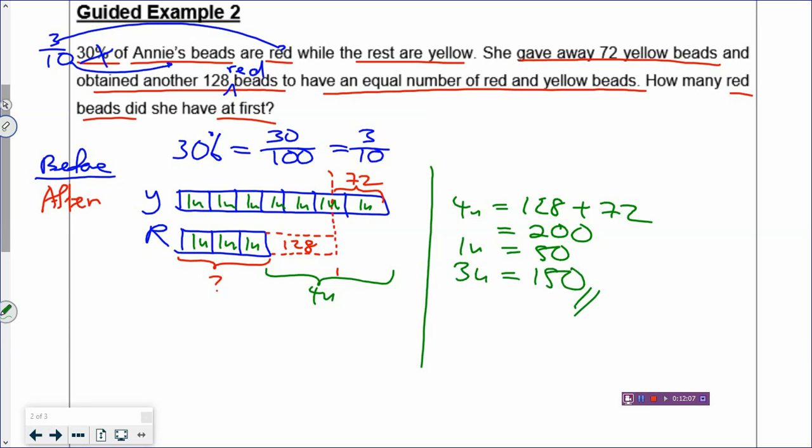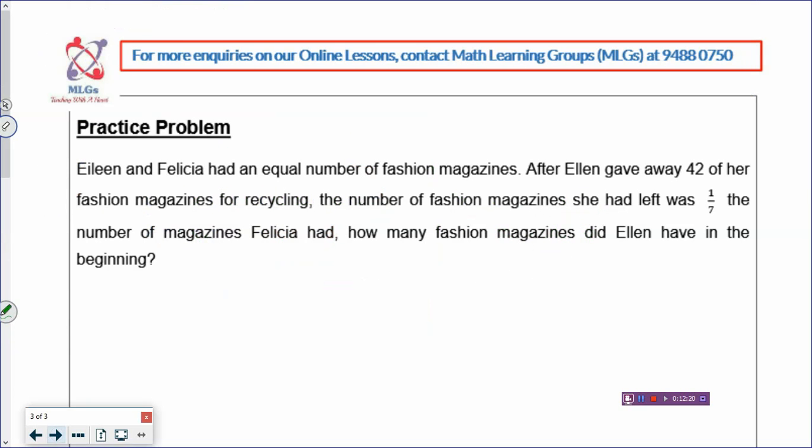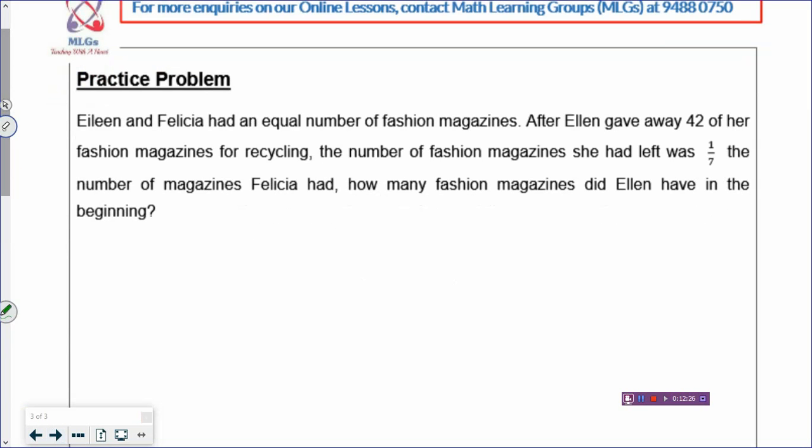So you can see that if your model is well done, it's done properly, your steps are actually not a lot. You can have fewer steps, and you can get the answer faster as well. Alright, now let's go to the practice problem. I'm going to give you 10 minutes to try to draw out this problem and see whether you can solve it. Your time starts now.